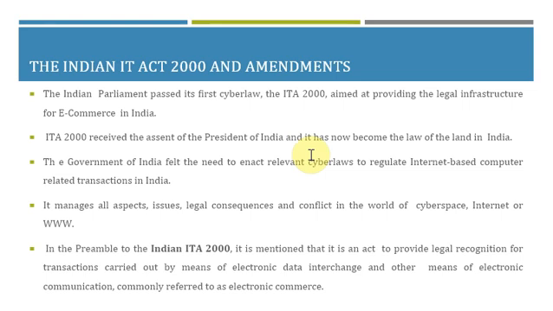The government of India felt the need to enact relevant cyber laws to regulate internet-based computer-related transactions. So anything that has happened online, anything that has happened in the electronic mode, for that some cyber laws or some rules and regulations needed to be implemented. So that was the main intention of this law. Any transaction that has happened online, for all those, some law needed to be there.